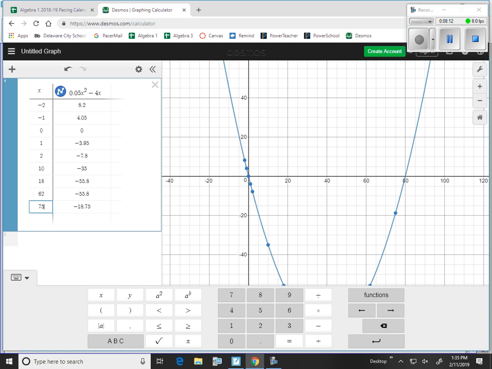Okay, they're up there if you need them. 62 corresponds to negative 55.8. 75 corresponds to negative 18.75.